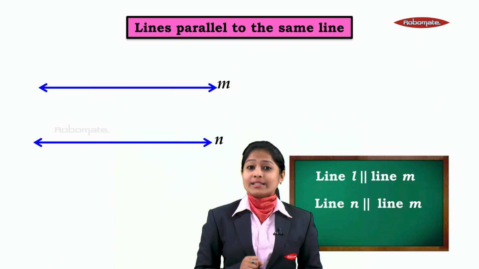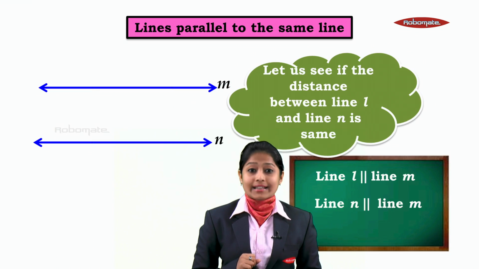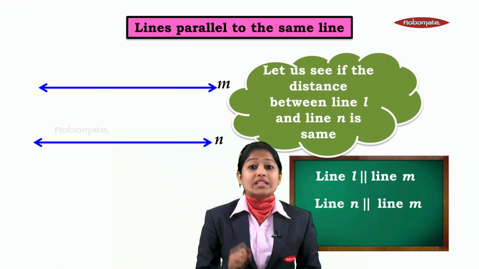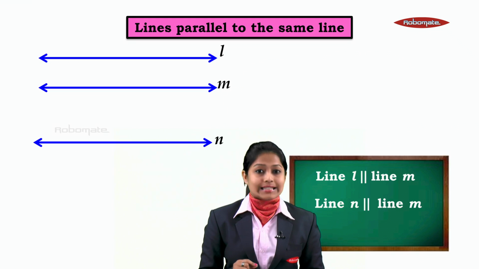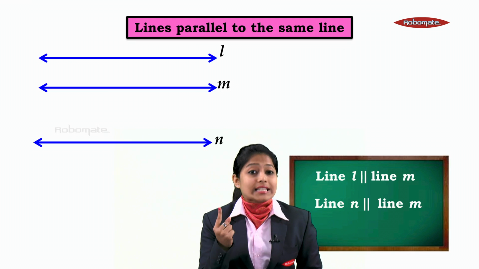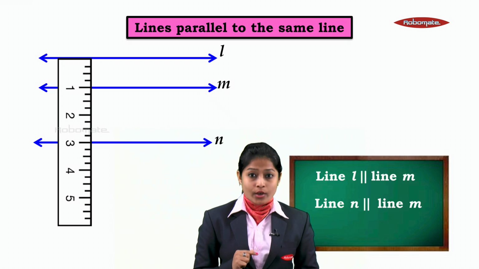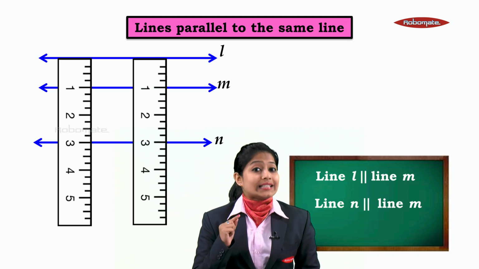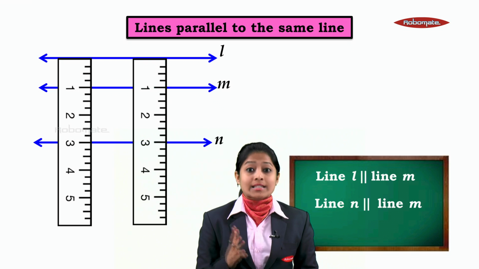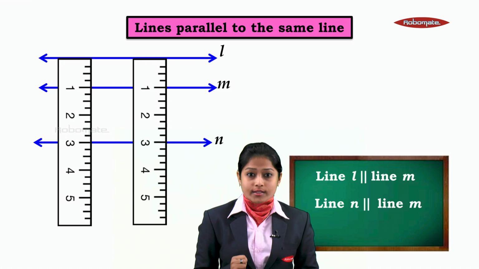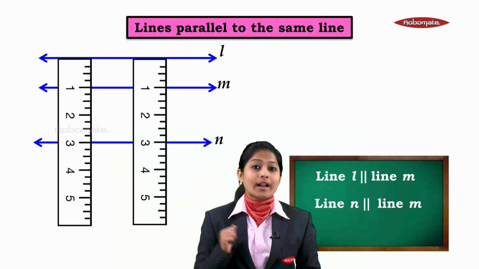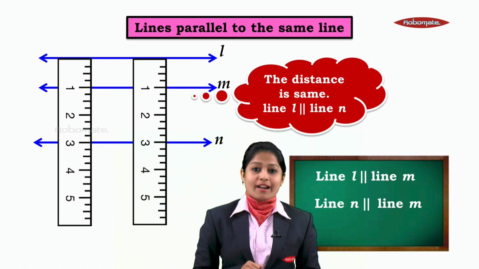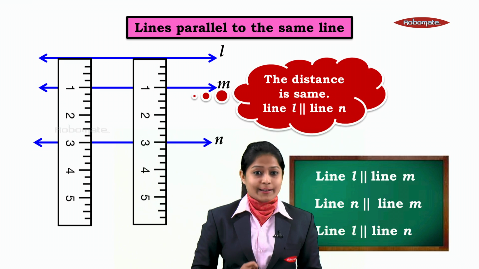Now students, let us take line L again and see if the distance between line L and line N is the same. Taking the ruler again and measuring the distance between line L and N, we find out that the distance is 3 centimeters at both the positions, which means the distance is the same. Therefore, line L is parallel to line N.